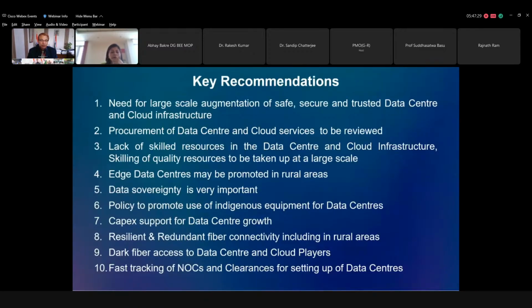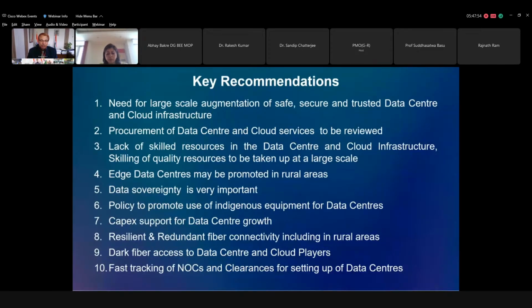Then another recommendation was with regard to edge data centers, which the panel mentioned may be promoted in rural areas, because we now have new technology like 5G coming up, where the focus would be on edge computing, and edge data centers are the way forward in future, and it's also now coming up in a large way across the entire world.